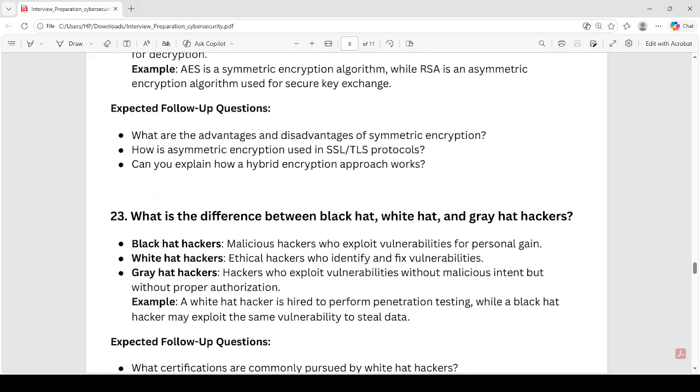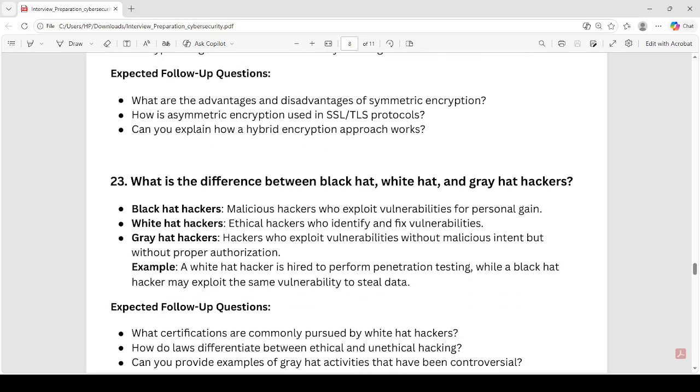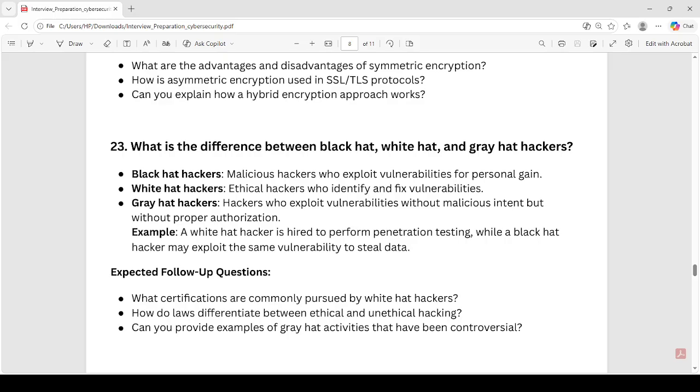Question number 23. What is the difference between black hat, white hat and grey hat hackers? Black hat hackers are malicious hackers who exploit vulnerabilities for personal gain. A white hat hacker is an ethical hacker who identifies and fixes vulnerabilities. Grey hat hackers exploit a vulnerability without malicious intent but without proper authorization. Example: a white hat hacker is hired to perform penetration testing, while a black hat hacker may exploit a vulnerability to steal data.